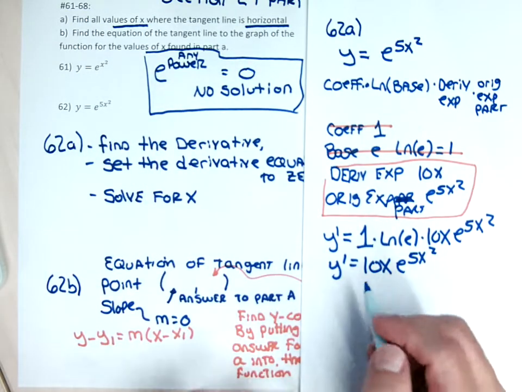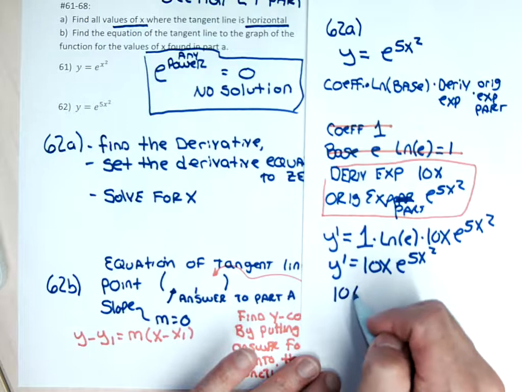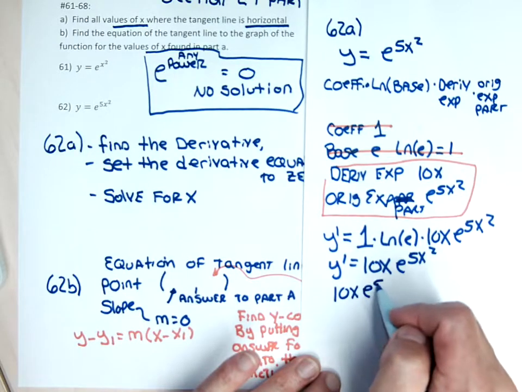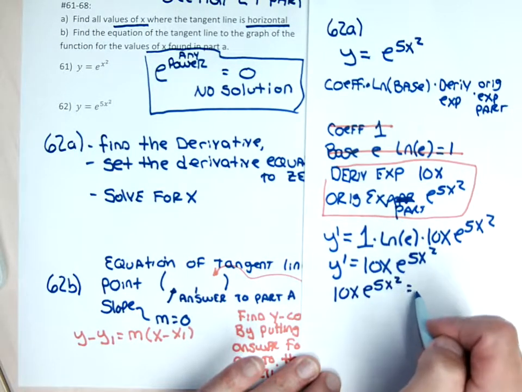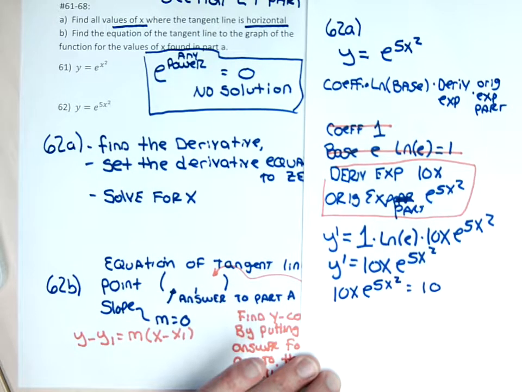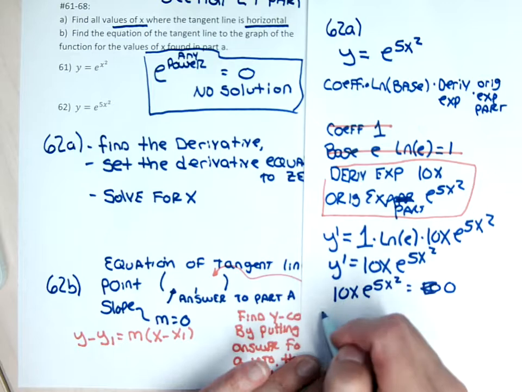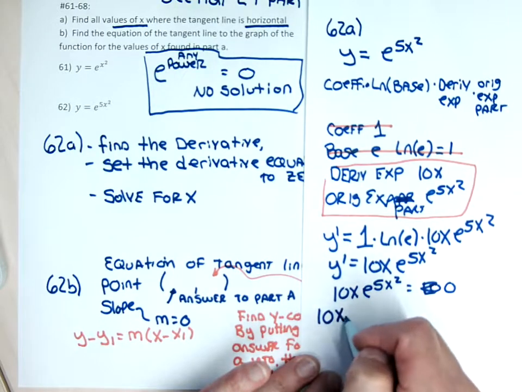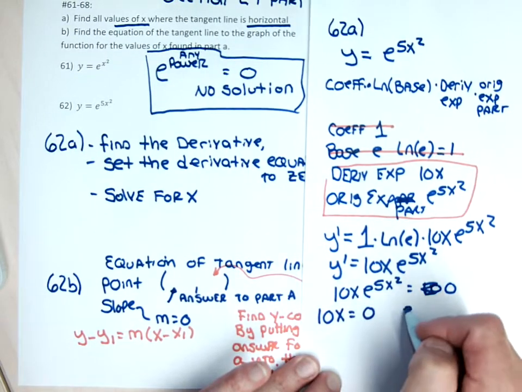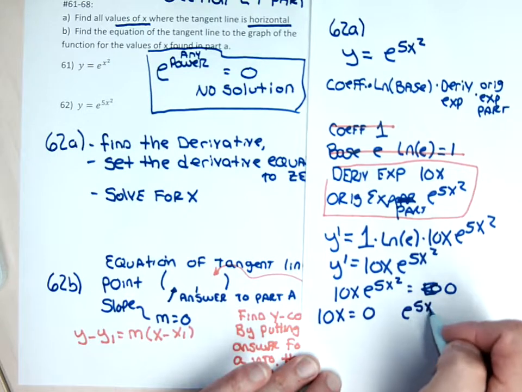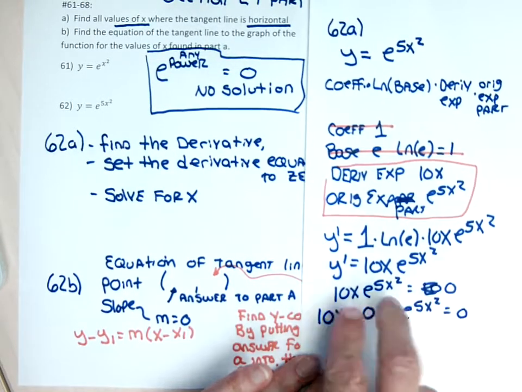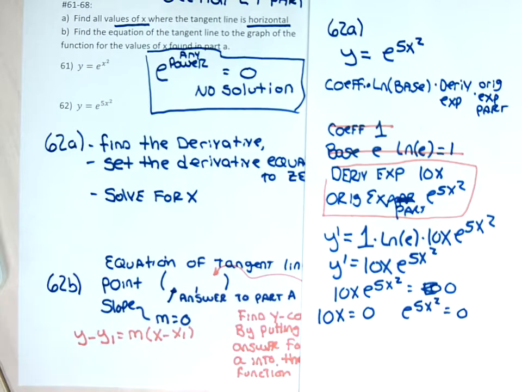Now I'm going to set the derivative equal to 0. My derivative comes up nice and factored. I'm going to set the derivative equal to 0 and solve for x. Because the derivative is factored, I can find the values of x where the derivative equals 0 by simply splitting the two factors and setting each equal to 0.